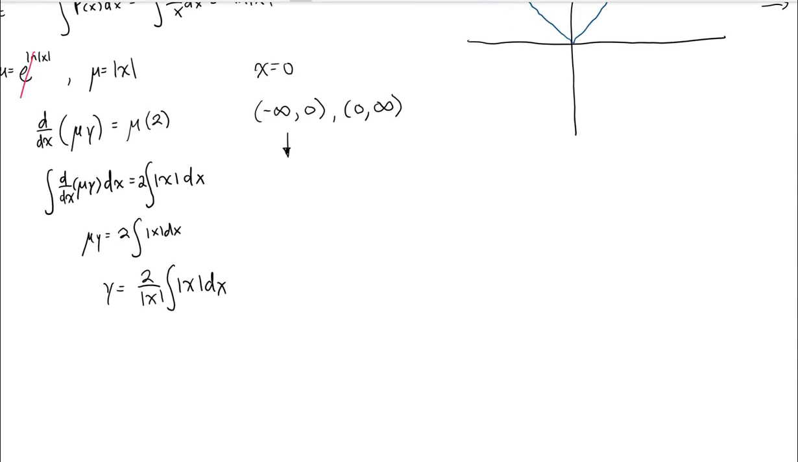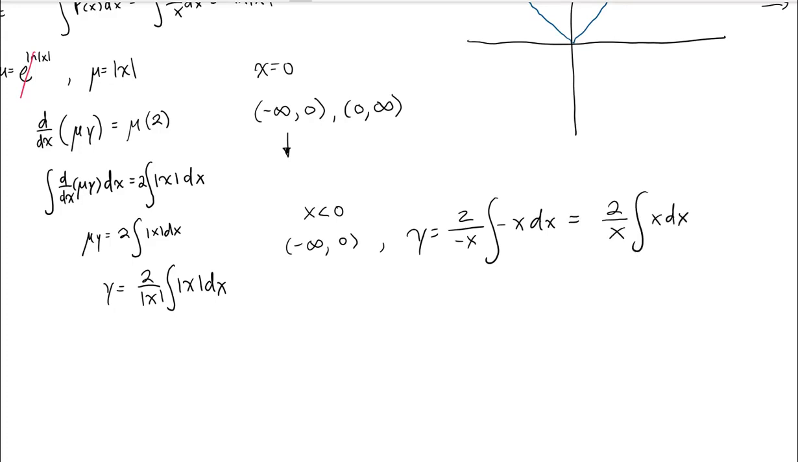So what we could do is say, okay, well, on this interval where x is less than 0, we have y is equal to 2 over, well, our absolute value of x is just minus x, times the integral of minus x dx. And what this ends up equaling is 2, and the negatives cancel out, so x times the integral of x dx.